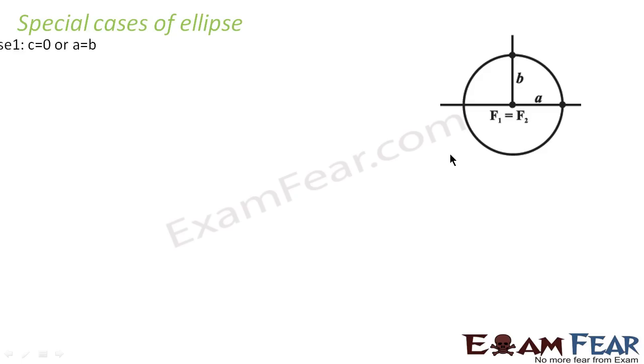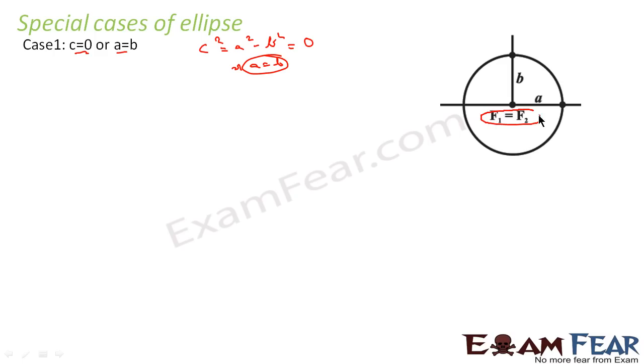Now let's discuss special cases of the ellipse. Case 1: C is equal to 0. When C is equal to 0, A is equal to B. We'll prove that. We know that C square is equal to A square minus B square, as we have just proved. Now put C equal to 0. So we get A is equal to plus or minus B. But since we are talking only about length, we'll take the positive one. A is equal to B. So when A is equal to B, or C is equal to 0, both the foci meet. So this is a circle. When C is equal to 0, this becomes a circle.